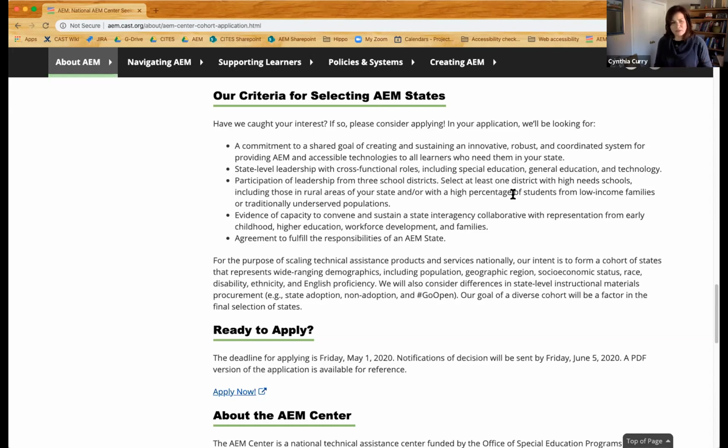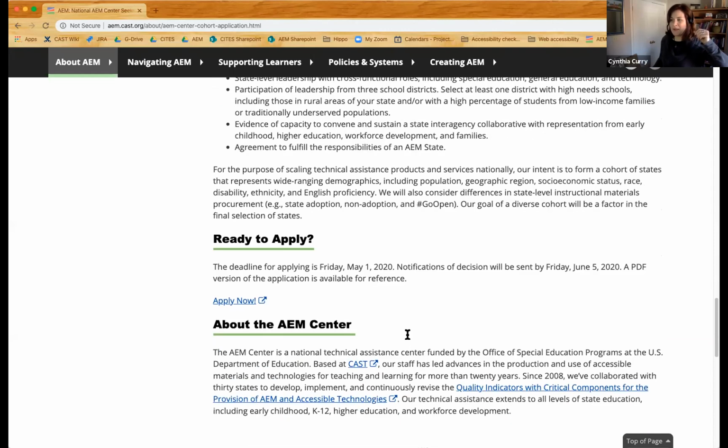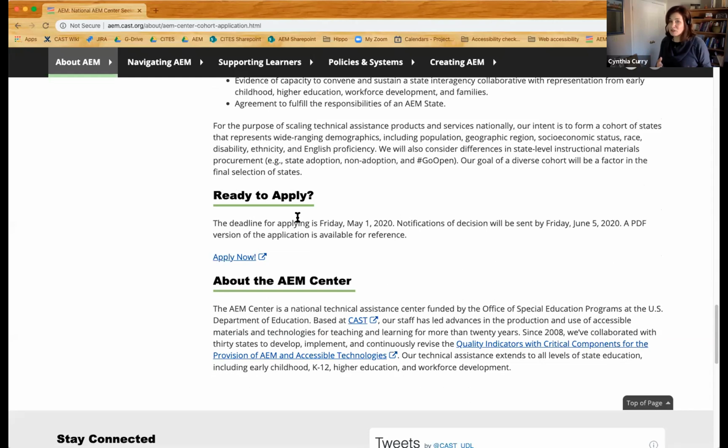But as Luis will show you in the application, there are places where you can provide us with some evidence that you'd be able to do that pretty quickly once your state is selected. So that's really the key, is to make sure that you have a team cross-functional across all of these different agencies and departments on your team, and that you agree to fulfill the responsibilities of being an AIM state. So I'm going to go ahead and pass it over to Luis, because if you've gotten through this and you're still here, you may be ready to apply. So Luis is going to walk us through the application.